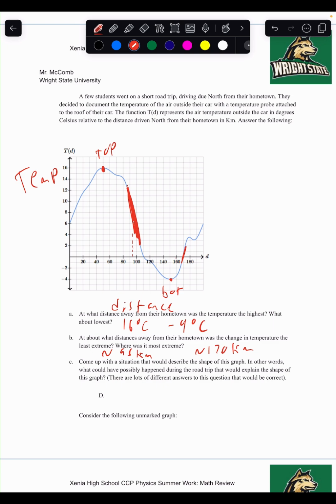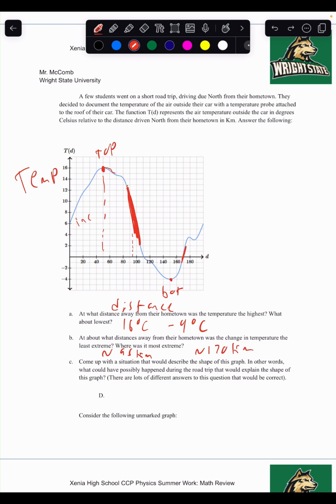So come up with a situation that would describe the shape of this graph. In other words, what could possibly have happened during the road trip that would explain the shape of this graph? There are a million correct answers to this question. I just asked it because I want you to kind of think about it, right? So there are plenty of examples for things that could happen. All this tells us is that for the first maybe 50, notice for the first 50, this line is kind of steadily going up. So the temperature is going to increase here for some reason.